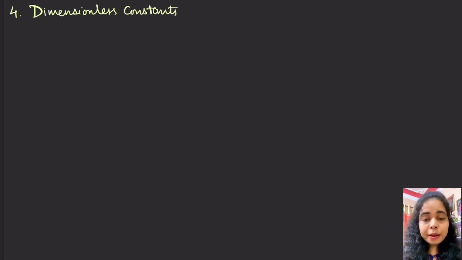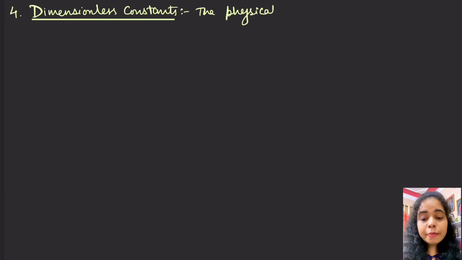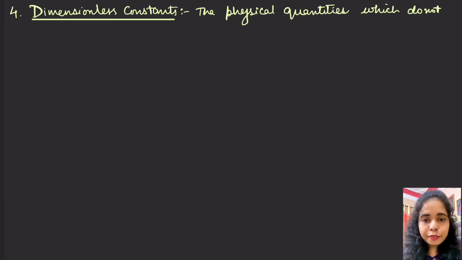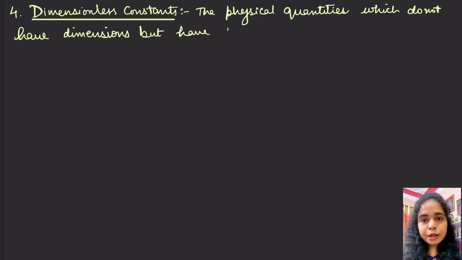The last type is dimensionless constants. So all those physical quantities whose value is fixed but these quantities do not possess any kind of dimensions, these quantities are called dimensionless constants. So we can say the physical quantities which do not possess dimensions and the value of such physical quantities is fixed are called dimensionless constants, which do not have dimensions but have fixed value, that is constant value.